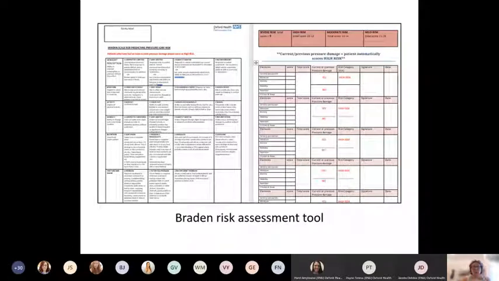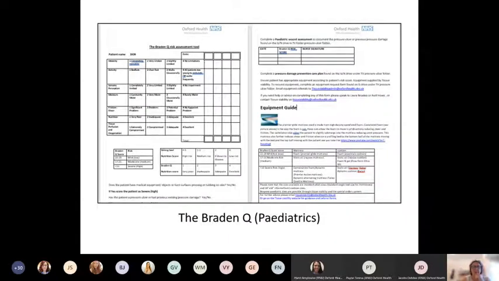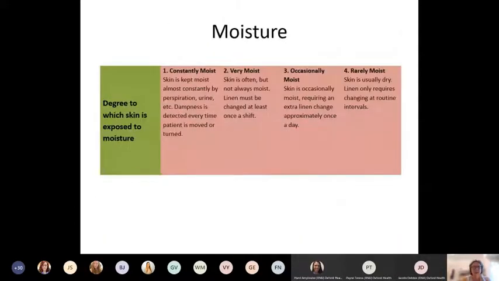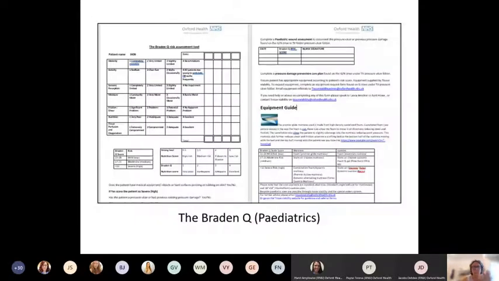So this is kind of what it looks like. This is the adult version of the Braden tool. So you have on one side the categories and the descriptors, and then on the other side of the form you have the space to be doing repeated measures of somebody's Braden score. This is the paediatric version. It's called the Braden Q. It's very similar. There's a couple of extra categories, and there is more information on the website about it as well if anybody wants to look at it. But I'm going to skip on because it didn't sound like we had any paediatrics or children's nurses with us.